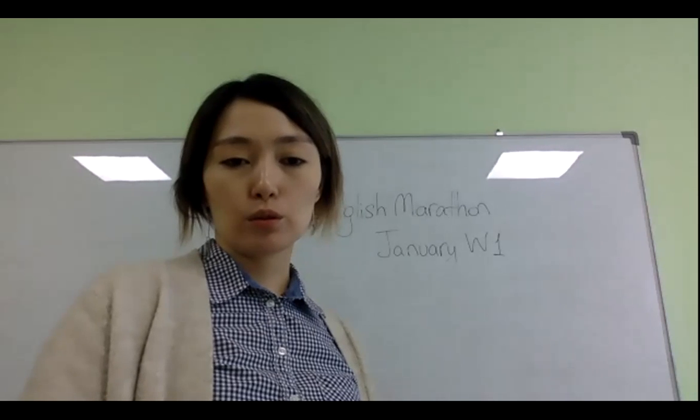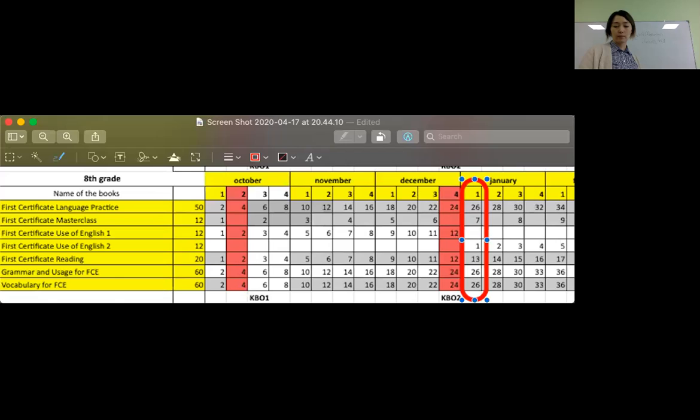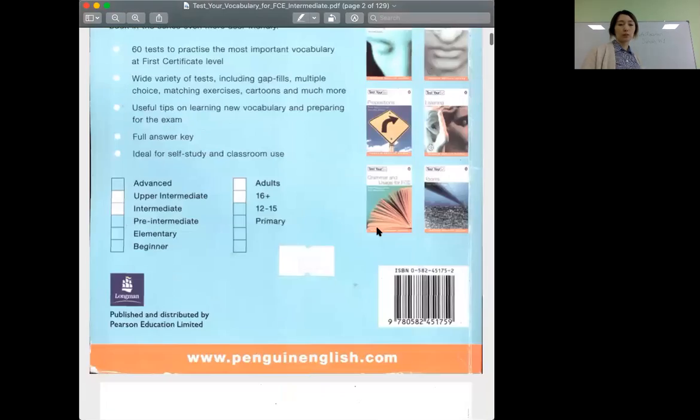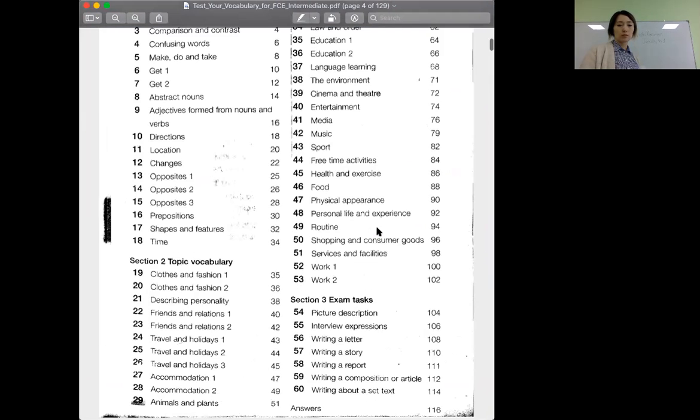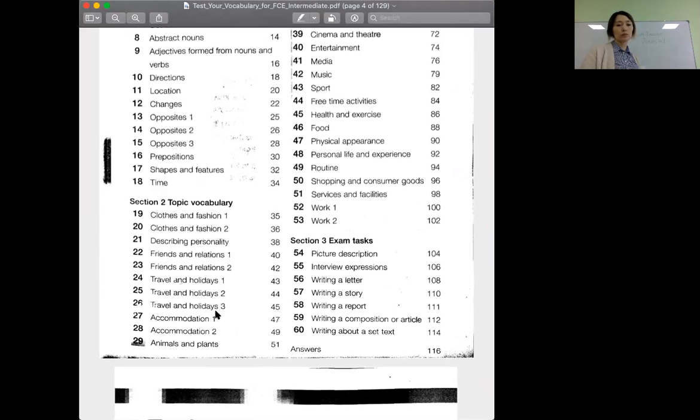The next book would be about test your vocabulary. Quite short. Same units, 25 and 26. Here they are, about travel and holidays. Good topics. That's all we've got to do as 8th graders.